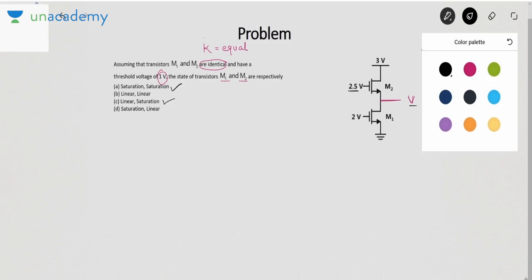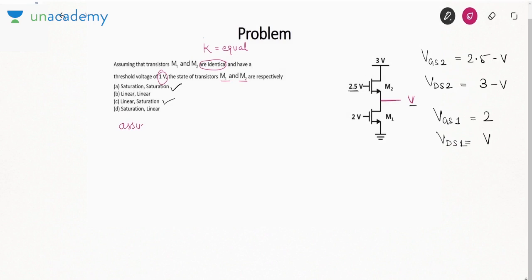Okay, so I'll assume M1 is in saturation. Now based on this, you can calculate the value of I. I will be K, 2 means VGS is 2, minus VT, minus 1, square. What about the current for this transistor? It will also be I. Both are connected in series, so their current will be same.